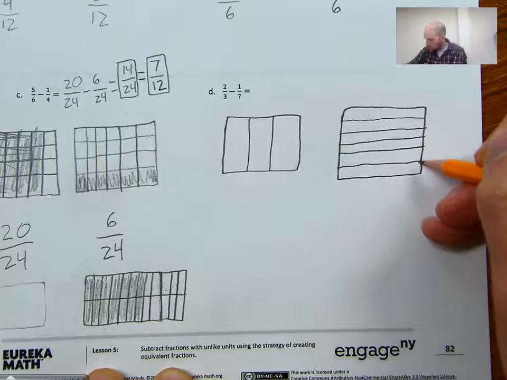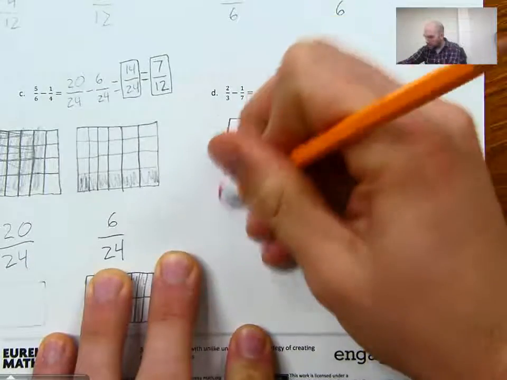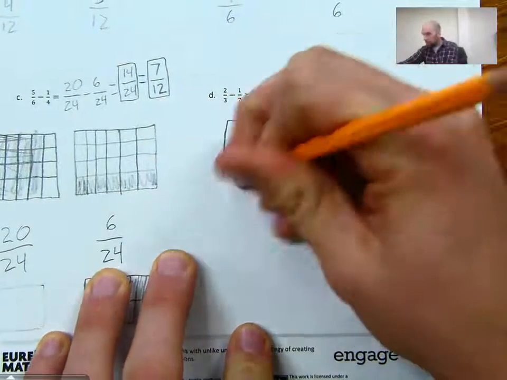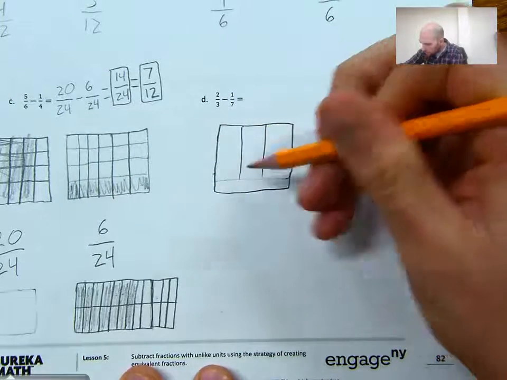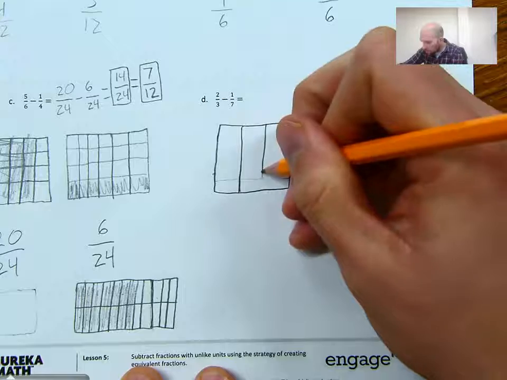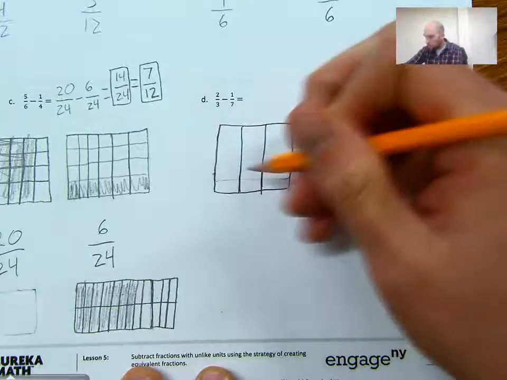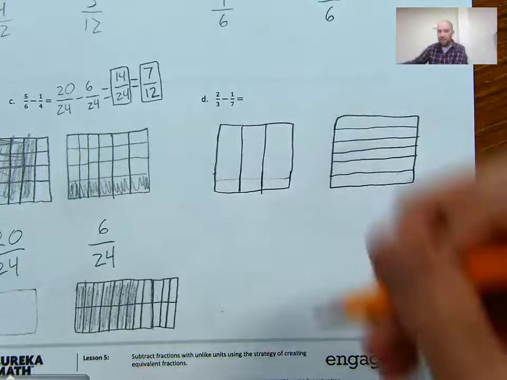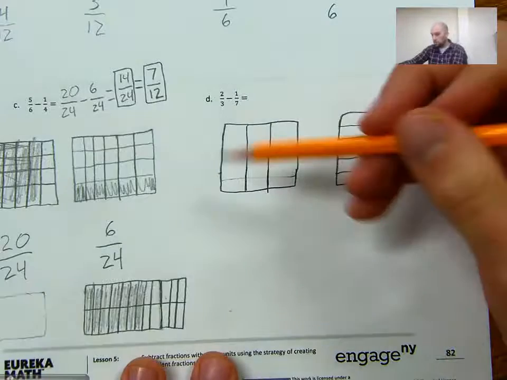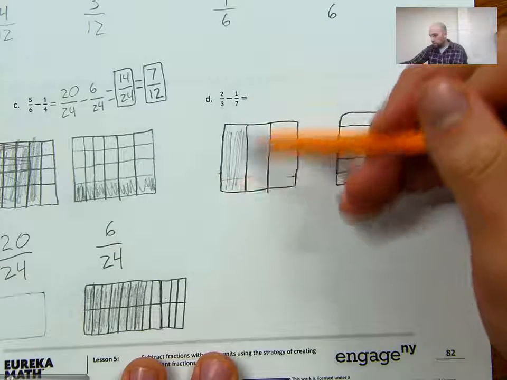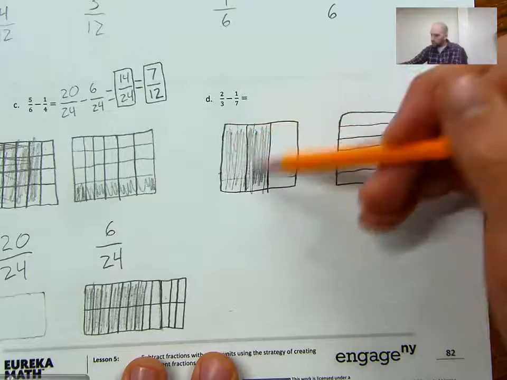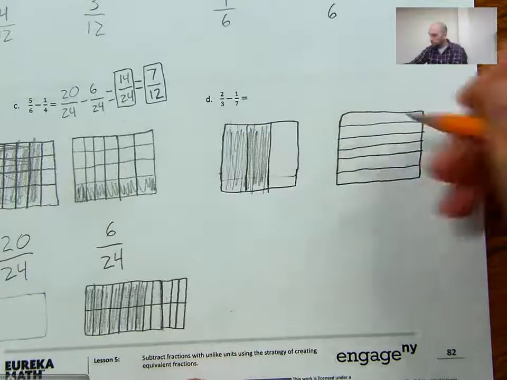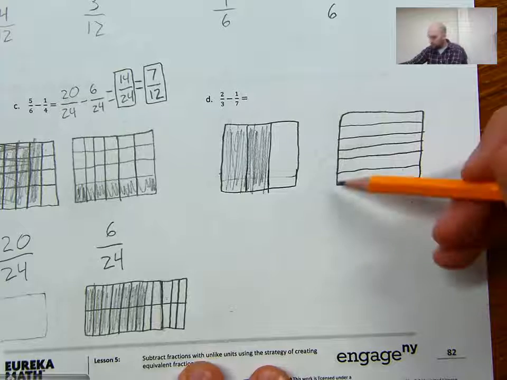I'm going to cheat and make an extra one down there. Maybe we'll make this one a little bit bigger. They really should be the same size. You know? I'm going to have to split that one into sevenths anyhow. So we'll shade 2/3 here. 2 of those. And then we need 1/7.